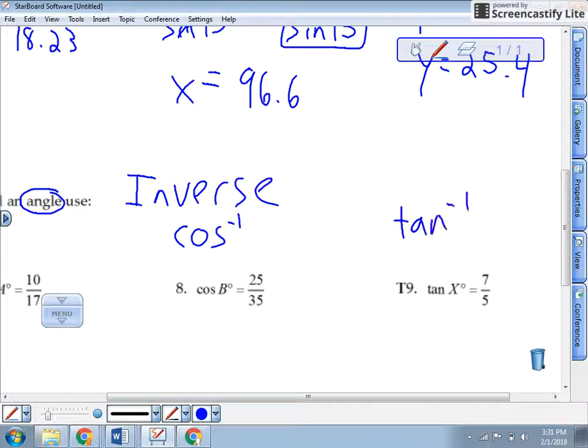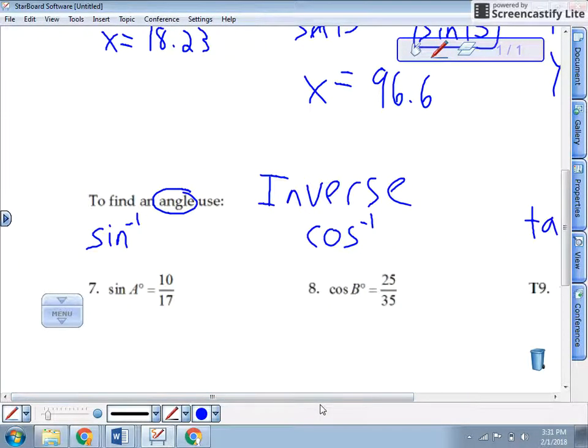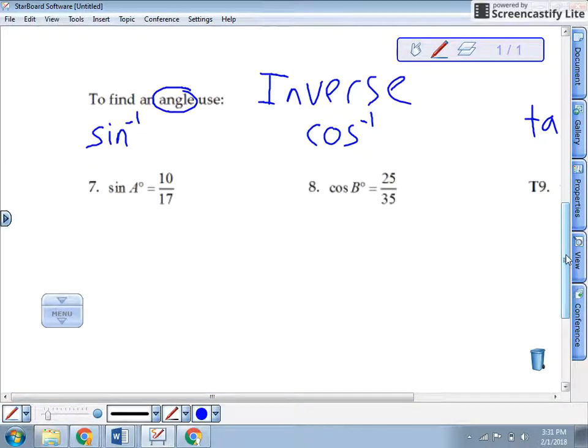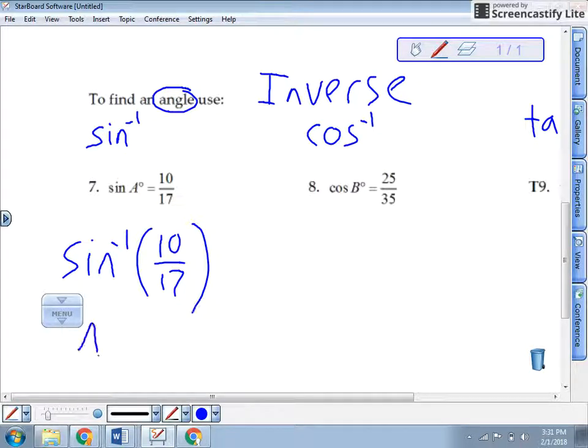When we solve these problems, it's really straightforward. Obviously, you have to have a calculator, but in your calculator, you hit that sine inverse button, and then you do 10 divided by 17 and hit enter. It'll give you an answer. In this case, the measure of angle A equals 36.03 degrees. Remember, we're finding the measure of an angle, so it's going to be in degrees.